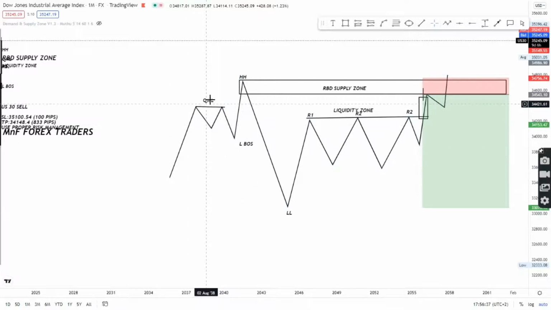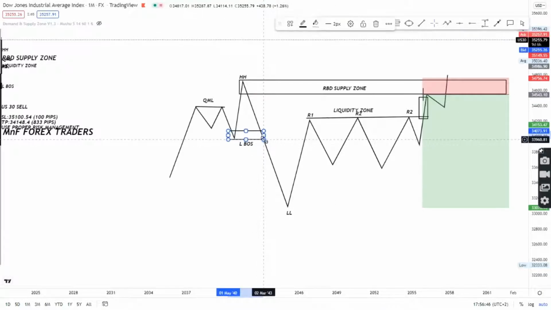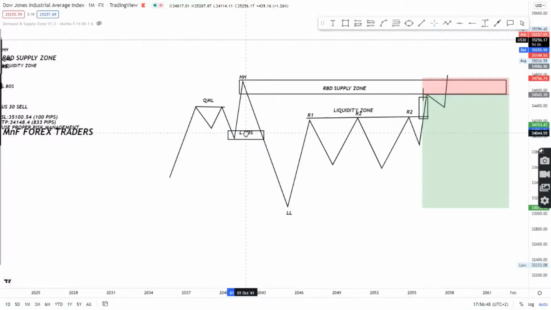So right here is what we had. We had the dual resistance QML, which is a very, very good setup, and then we had the break of structure right here, where the market broke structure. And once that happens, we know that the market might be due for what? For a reversal. Okay. And then what we have is a higher high, and then we had nice momentum come to break to the lower side.